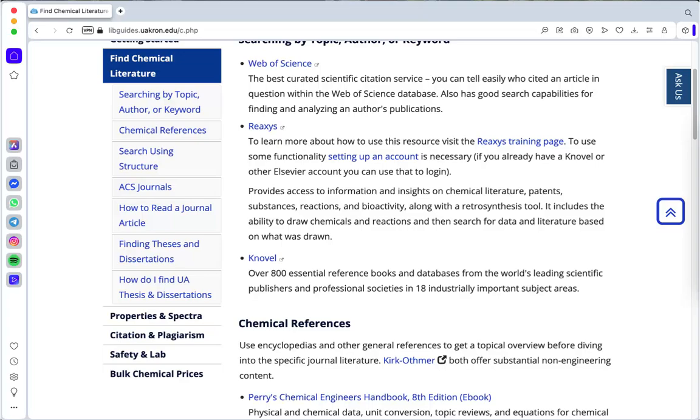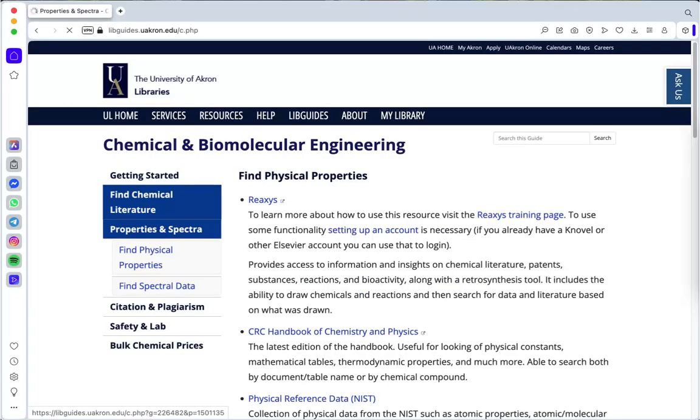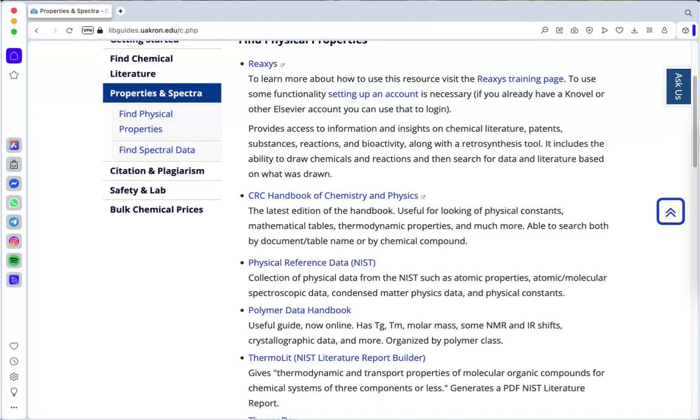The Reaxys database identifies chemical compound properties, structures, and reactions with references to the chemistry and patent literature. There is also a section on properties and spectra. You are going to see a lot of familiar resources like the CRC Handbook of Chemistry and Physics online. You can use both to find those physical properties.